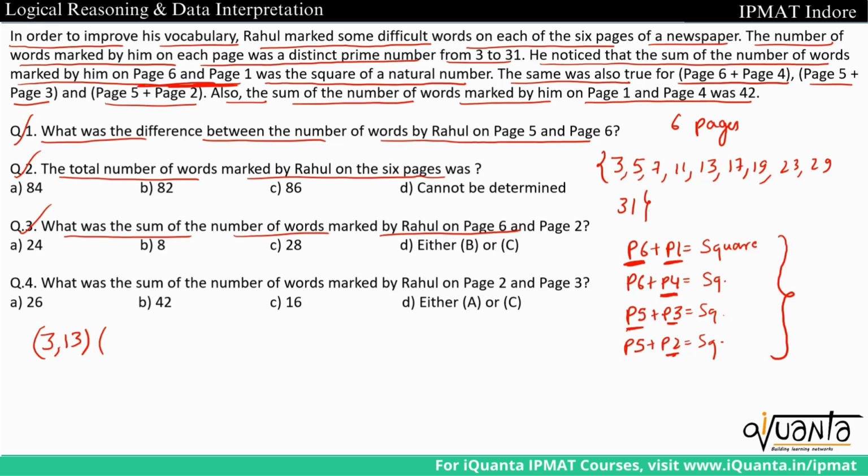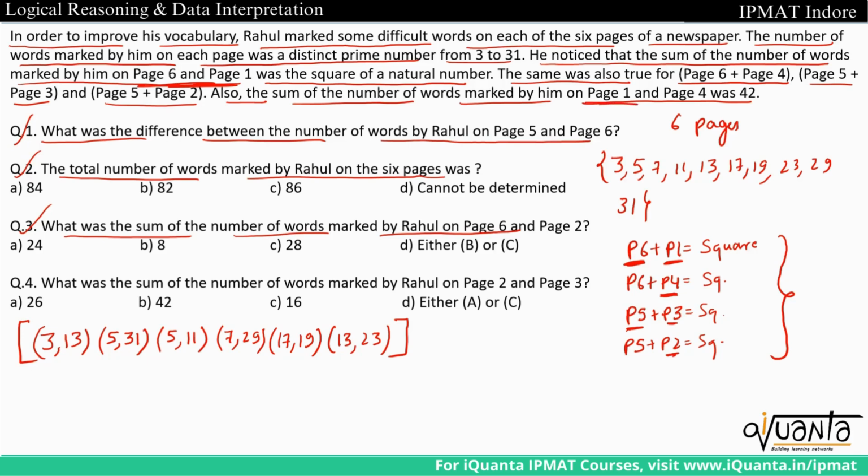Just after that we have 5 and 31, which makes 36, and it will also be a perfect square. Just after that we'll also have 5 and 11, which will make 16, which is also a square. After that we'll have 7 and 29, which will also make 36. After that 17 and 19 will also make 36. Then 13 and 23 will also make 36. So these are the only possibilities where the sum of 2 prime numbers is a perfect square.